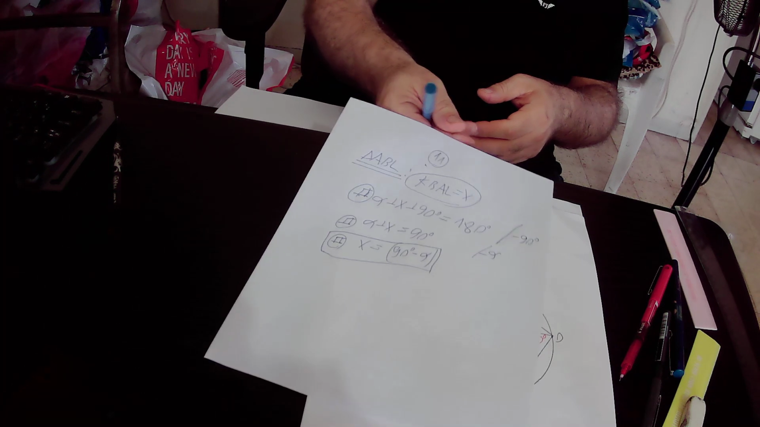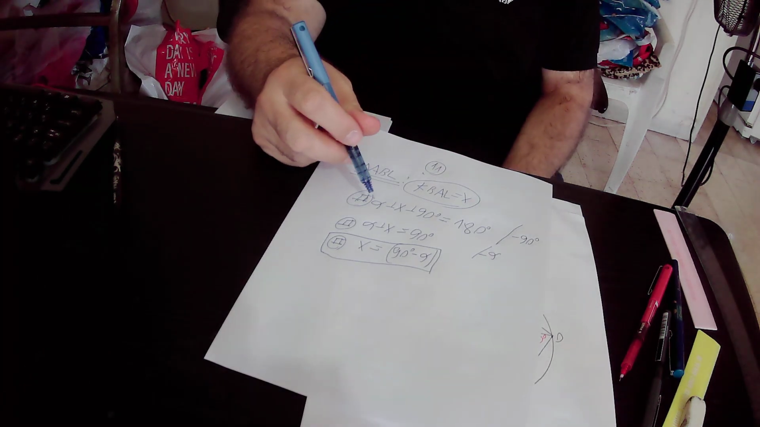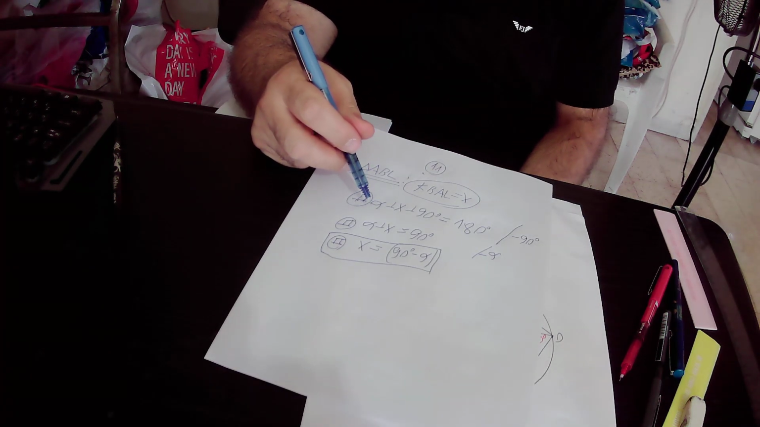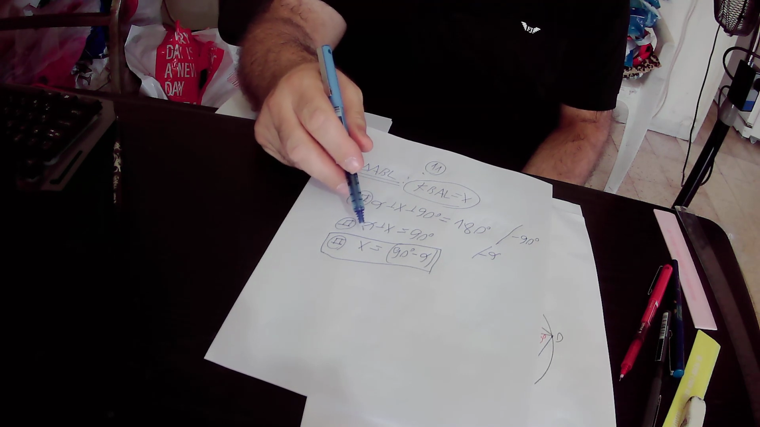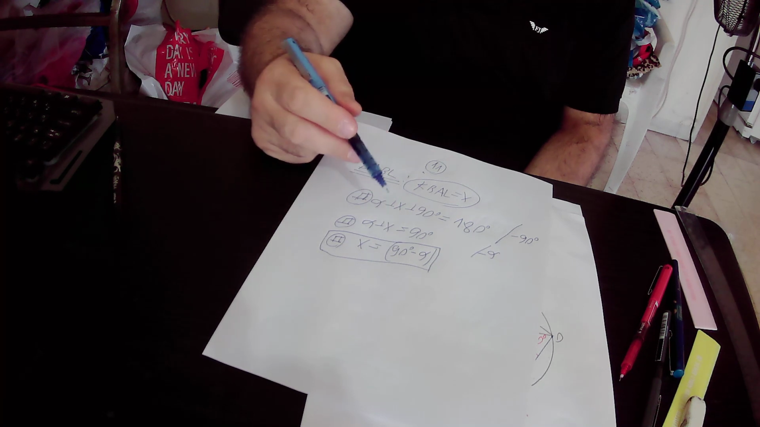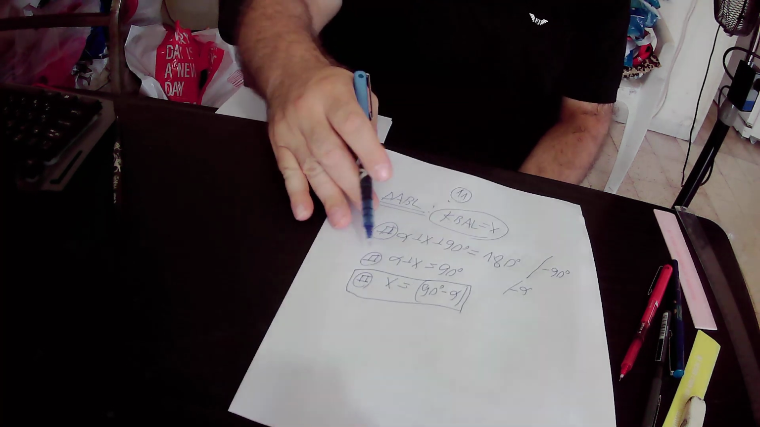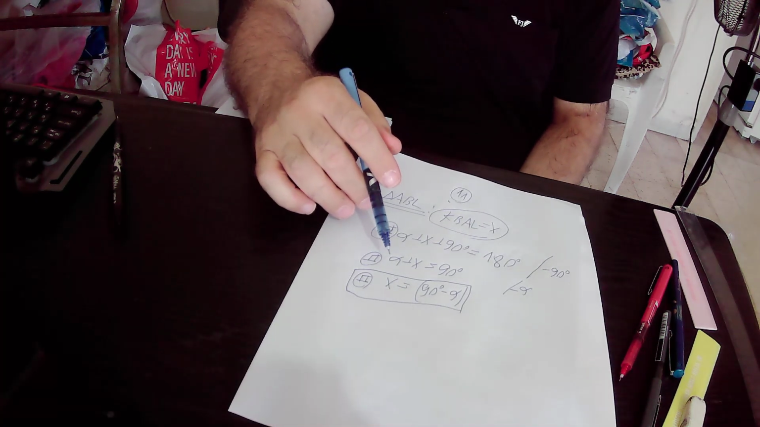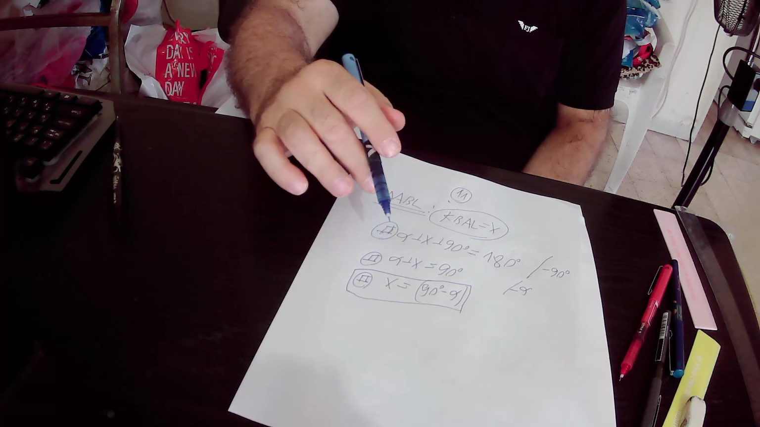In the next step, we subtract alpha from equation number 2. Alpha plus x minus alpha equals x. 90 degrees minus alpha equals 90 degrees minus alpha. So equation number 2 states that x equals 90 degrees minus alpha.